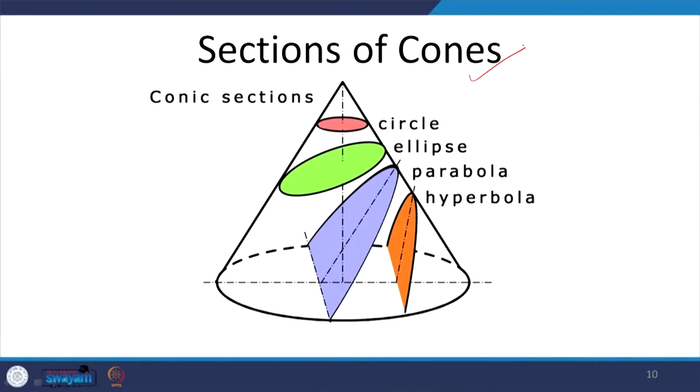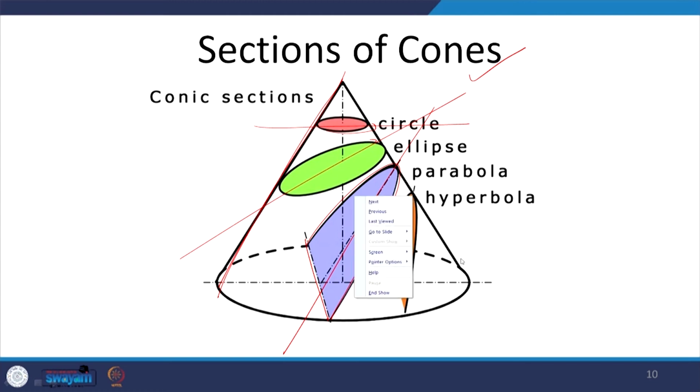Then, sections of cones. Conic sections we have already covered as part of the basic geometrical construction. If the cone is cut by a section plane which is parallel to its base, we get a circle. If it is inclined in such a manner that it is not cutting its base, we will always get an ellipse. If the plane is parallel to its generator, we will get a parabola.